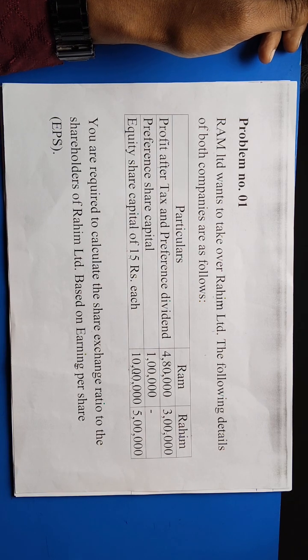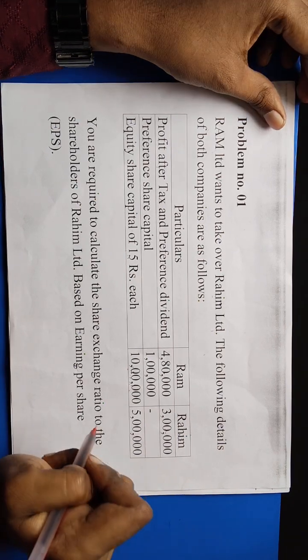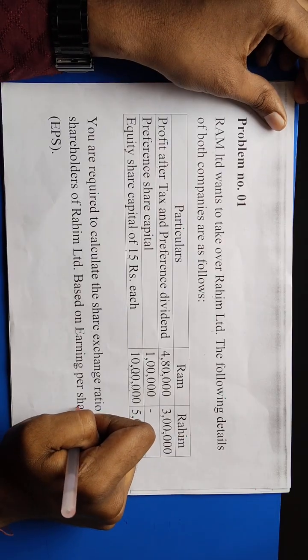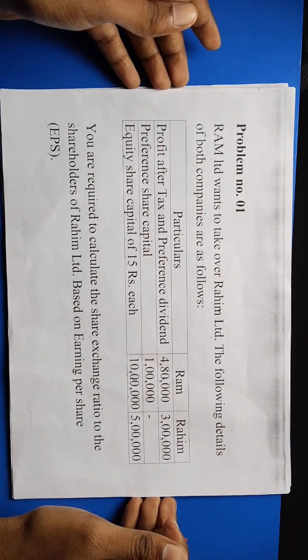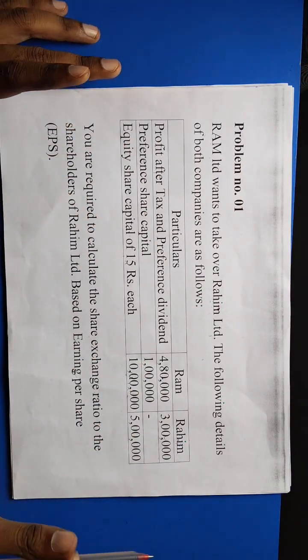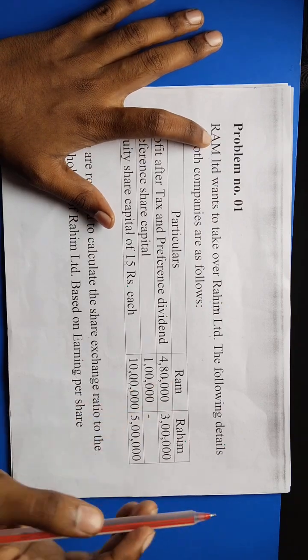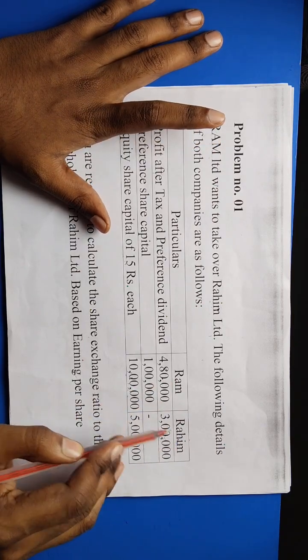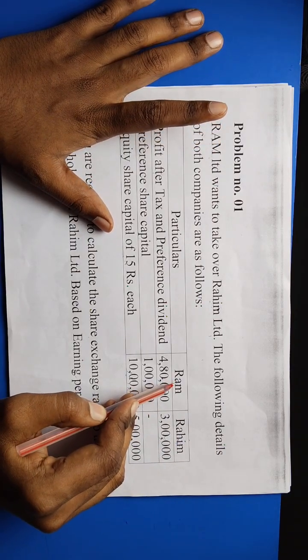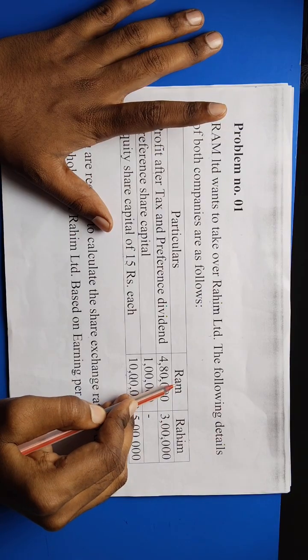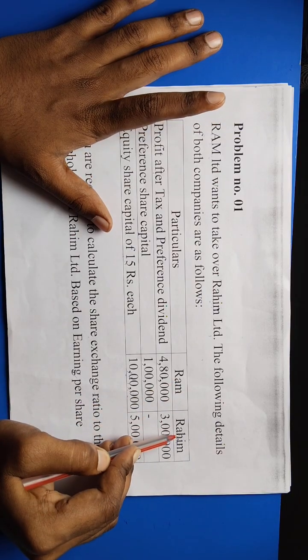And the last one, you are required to calculate the share exchange ratio or swap ratio for the shareholders of Rahim Limited based on the earning per share method. Okay, let's start the problem. So the problem is clear. Ram company is going to acquire the Rahim company. So we need to ascertain how many shares the Ram is actually offering to Rahim shareholders.